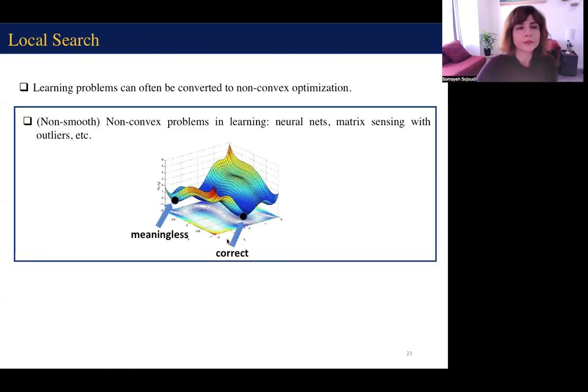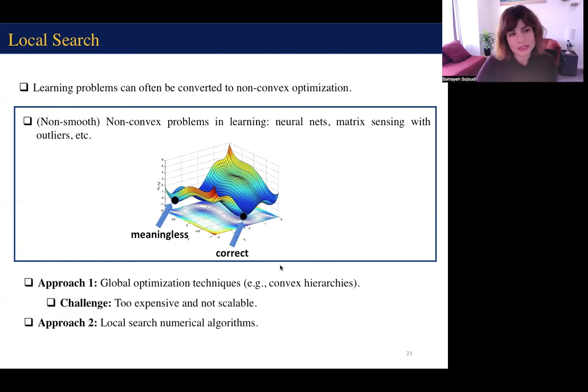There are many learning problems that are converted to non-convex optimization, and also some key learning problems like training neural networks and matrix sensing with outliers are not only non-convex, but also non-smooth. But how can we deal with the issues of non-convexity for our machine learning problems?